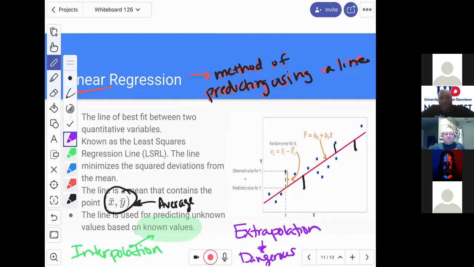And a famous example of extrapolation is the Space Shuttle Challenger. You know what happened to Challenger back in the 70s? It blew up. And do you know why it blew up? Well, it blew up because the O-rings didn't seal properly.